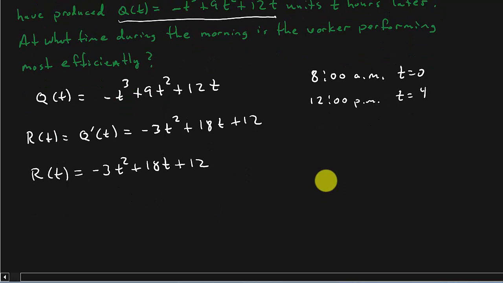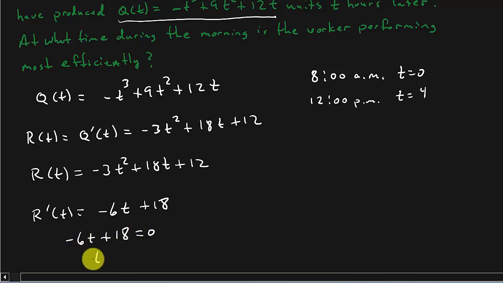So what do we want to know? We want to know when is his rate a maximum? So that's just finding the derivative of this and determining where the relative maximum is. That's what we're looking for. So if I do r prime of t, that's equal to negative 6t plus 18. So negative 6t plus 18 equals 0. So t is equal to 3.